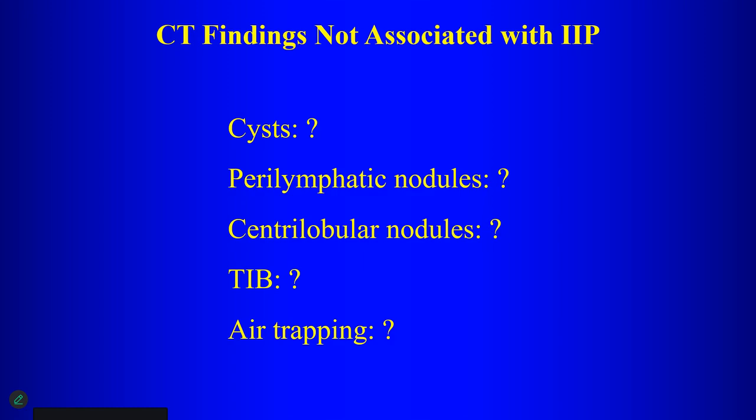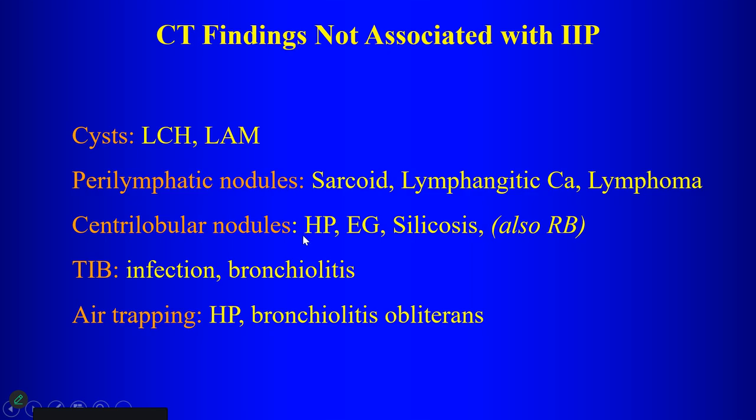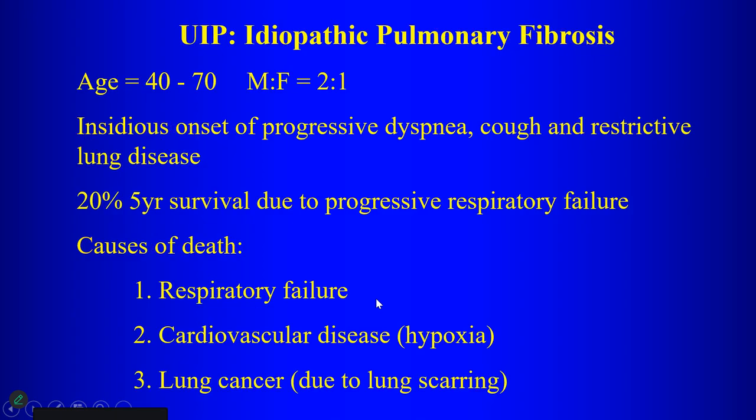And then air trapping, bronchiolitis obliterans, if that's the predominant abnormality, right? Which of the diseases that we've already mentioned might be associated with air trapping? Hypersensitivity. Yeah, especially hypersensitivity pneumonitis. If there's fibrosis with a large amount of air trapping, you want to think about hypersensitivity pneumonitis, right? So these are all things that we would consider, right?